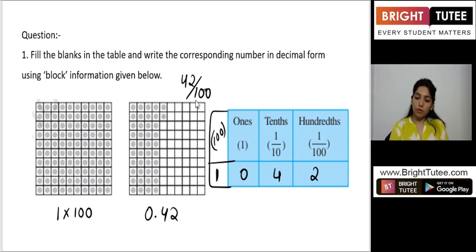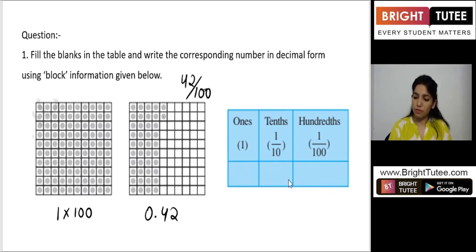So because it is 42 over 100, how will we write it? We will write 4 at the tenths and 2 at the hundredths. Okay. So this number becomes 100. Here it needs to be one more box because the tens place is also missing. Or let's just skip this part here. We'll use the other table to work it out.